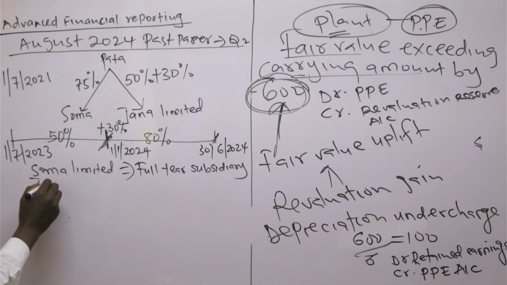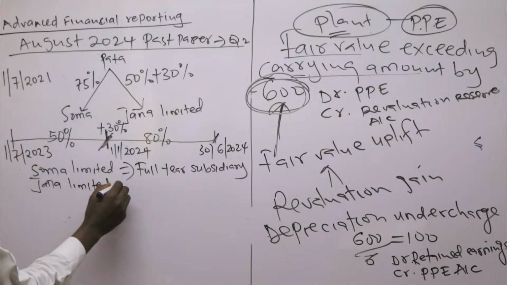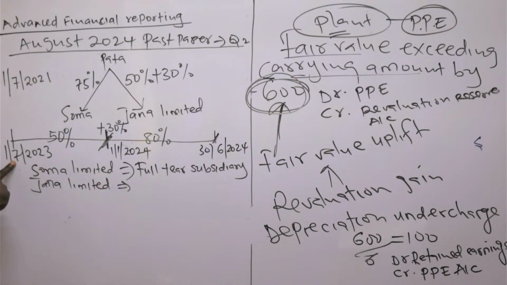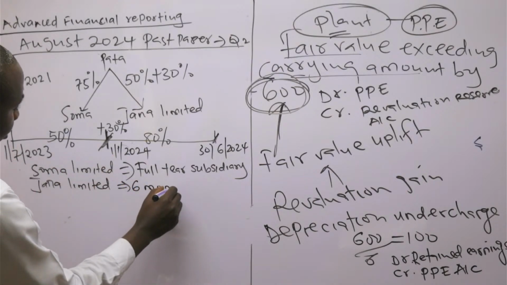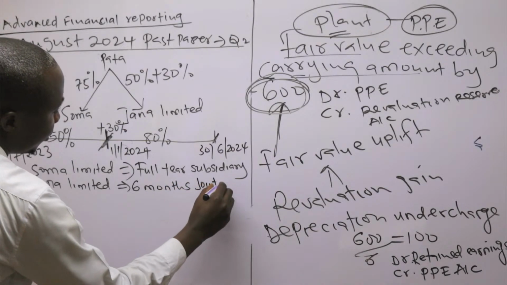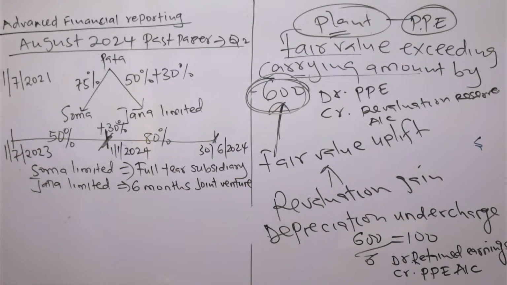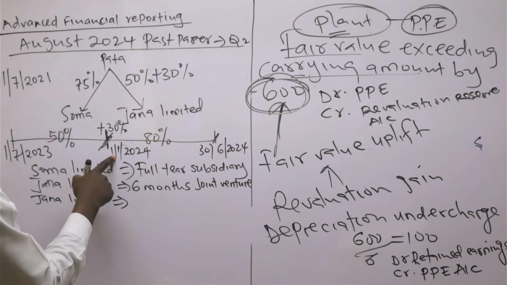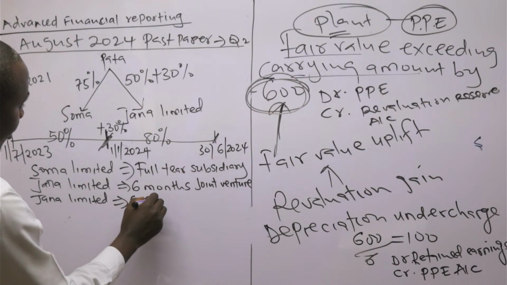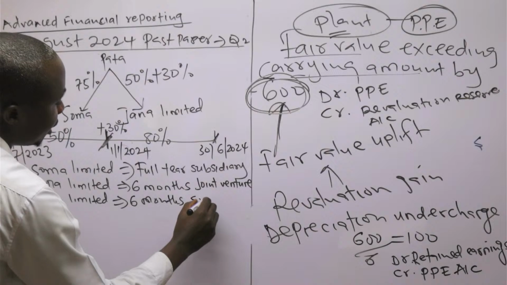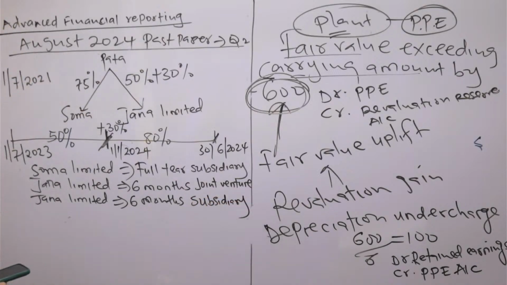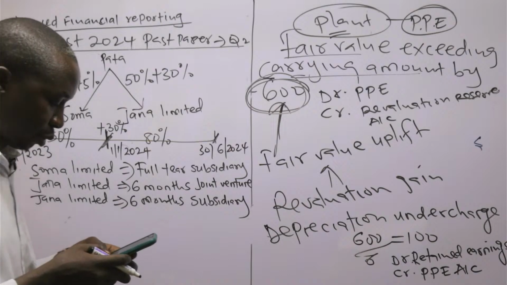So from January 2024 to June 2024, the control is 80%. So I will come here and say Jana Limited from July to January, those are 6 months joint venture, because now we are considering only this year. Even if yes, the 50% was from 2022, I'm concerned from July to January. So 6 months joint venture. And again, Jana Limited is from January 2024 to June. It's a 6 months subsidiary. 80% is a subsidiary. Very important.